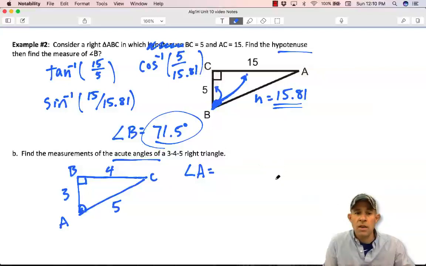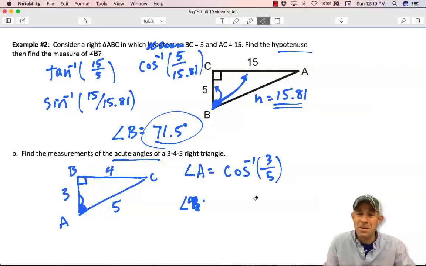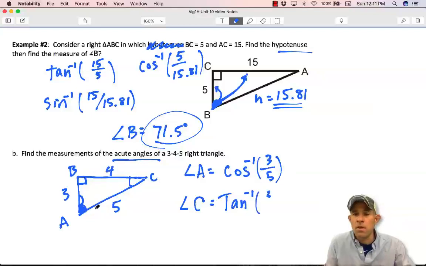So I'm going to find angle A by using my inverse cosine, and I'm going to say it's the adjacent leg, which is 3, divided by my hypotenuse, which is 5. Then I'll find angle, oops, sorry, not angle B, but angle C. Let's find angle C by using our inverse tangent. So we'll say the inverse tangent of opposite, which would be 3, over the adjacent leg, which would be 4.